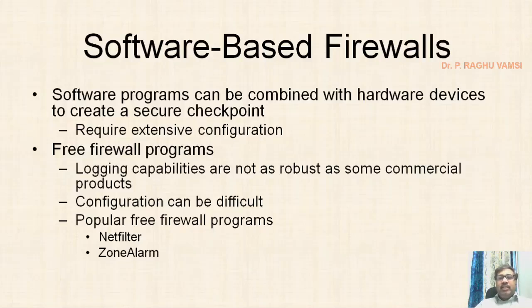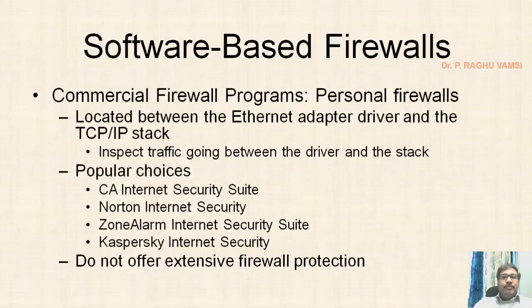Configuration can be difficult, and some popular free firewall programs are NetFilter and Zone Alarm. In the case of Linux, IP tables is the most popular free firewall program. Commercial firewall programs are sometimes called personal firewalls or enterprise firewalls. That means commercial firewalls come in two modes: either personal firewall or enterprise firewall. A personal firewall can be used with your computer itself, whereas an enterprise firewall can be used for guarding the entire organizational network.